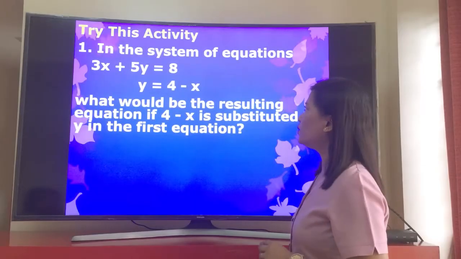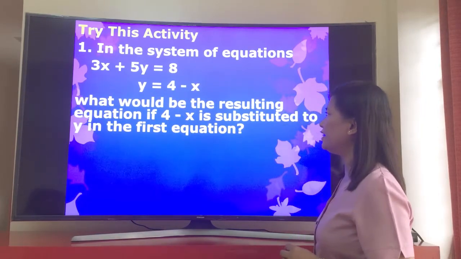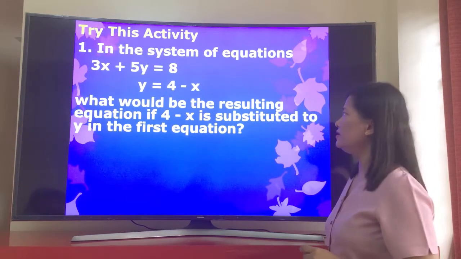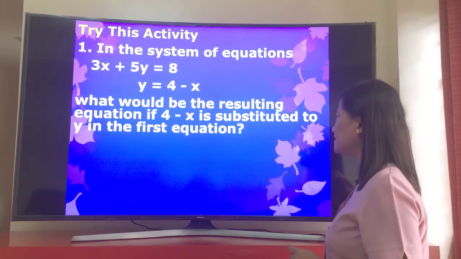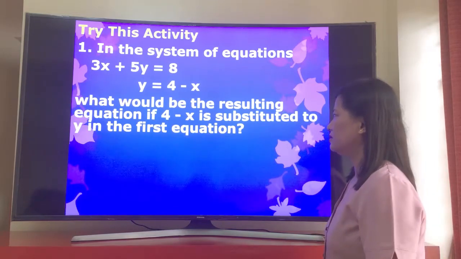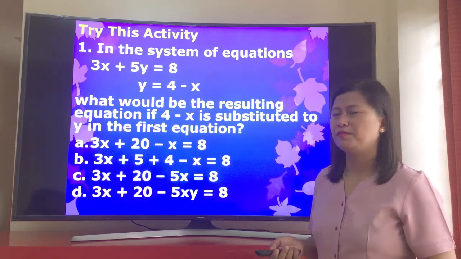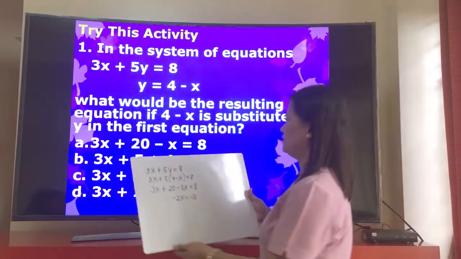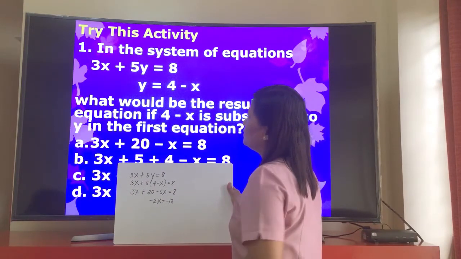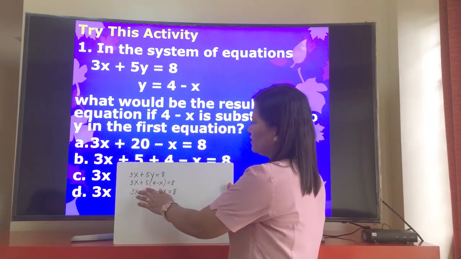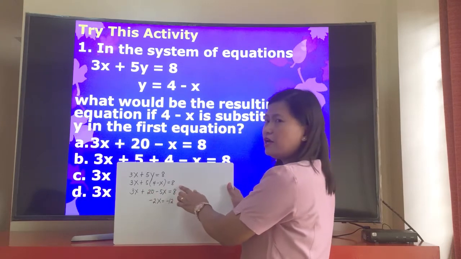Let's try this. Number 1. In the system of equations 3x plus 5y equals 8 and y equals 4 minus x, what would be the resulting equation if 4 minus x is substituted to y in the first equation? Is it A, B, C, or D? If we substitute 4 minus x for y in equation 1, we have 3x plus 5 times the quantity 4 minus x is equal to 8.